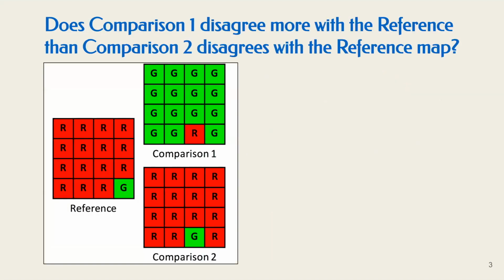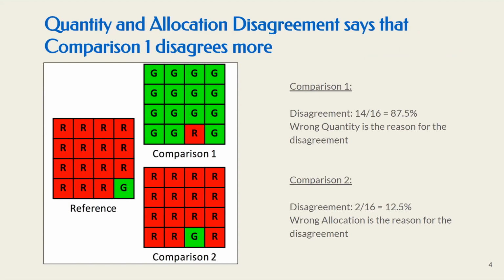The figure shown here demonstrates a reference grid and two comparison grids. Ask yourself which comparison grid disagrees more with the reference grid. At first glance, it appears that comparison 1 disagrees more, or is more different from the reference grid than comparison 2. The methods of quantity and allocation disagreement would agree that comparison 1 disagrees more.